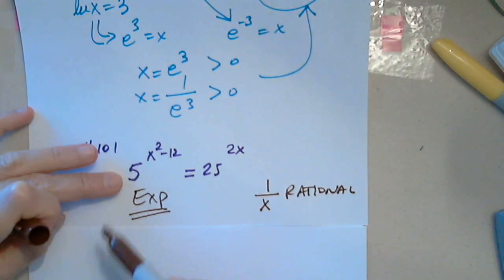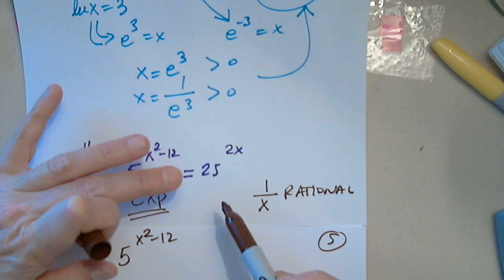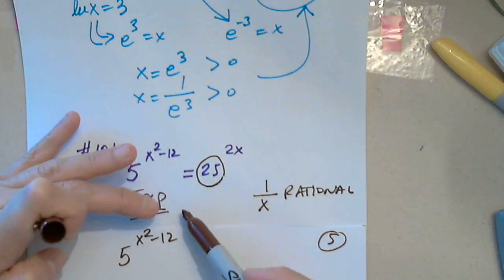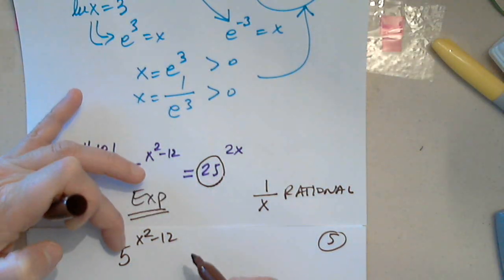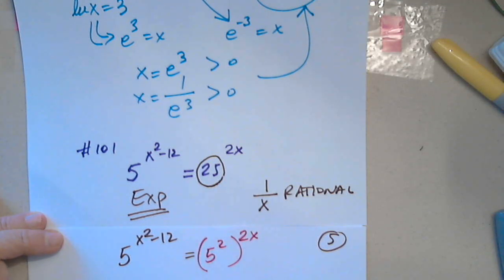The left-hand side has 5. I can't do anything because 5 cannot be presented in any other way. But here I see 25. And I'm asking myself immediately, can I present it with this base? If I can present 25 with this base, then it's going to be easier moving forward. So is there a way of writing 25 with a base of 5? If there isn't, then I have to proceed. It would be 5 squared, right? Excellent. So then this is 5 squared, everything raised to 2x.